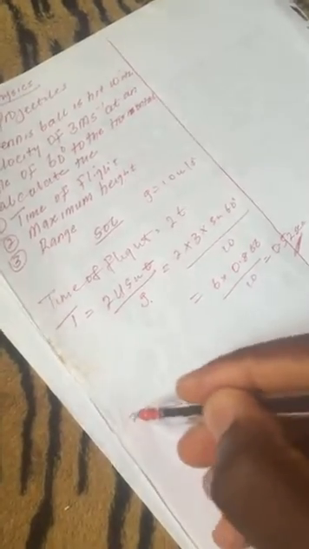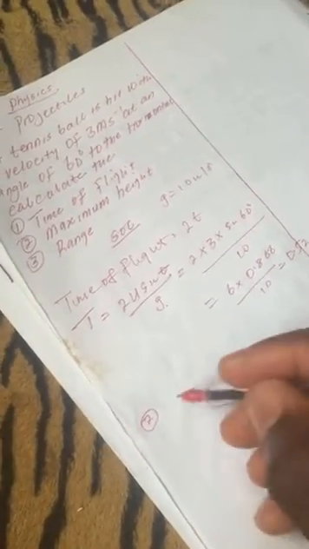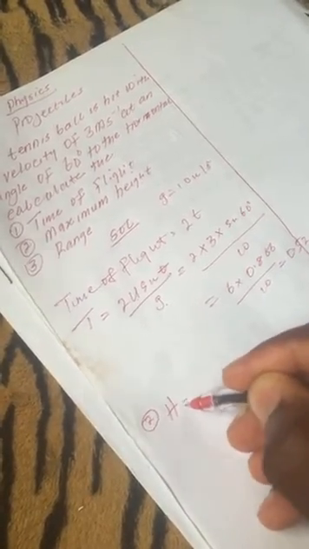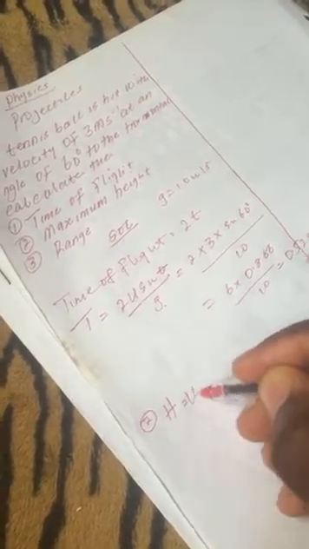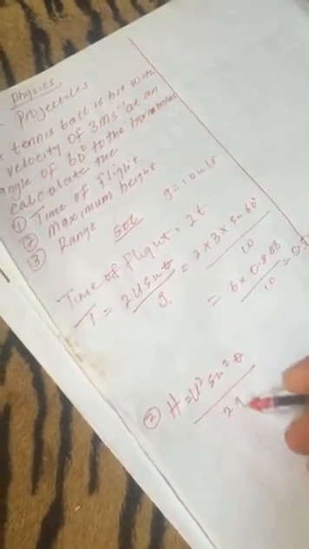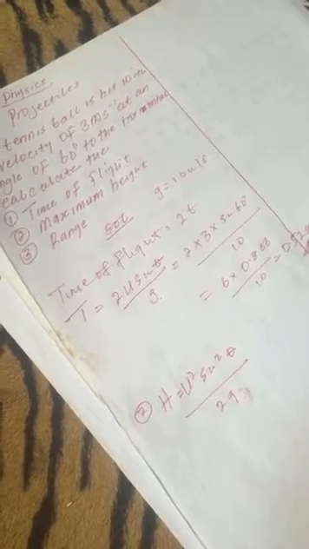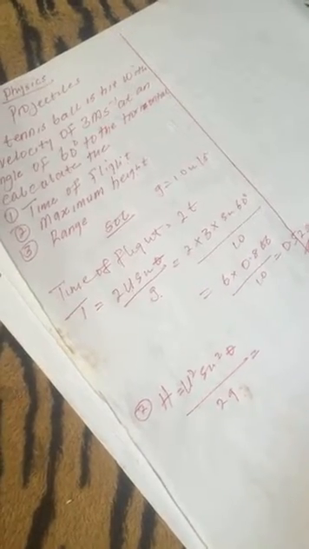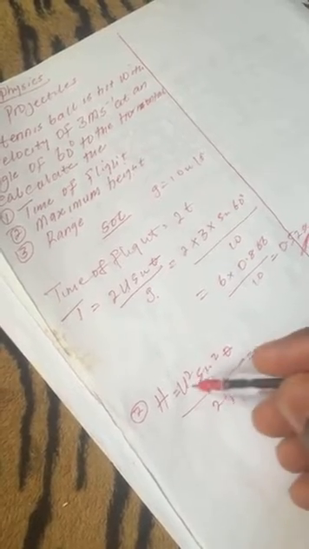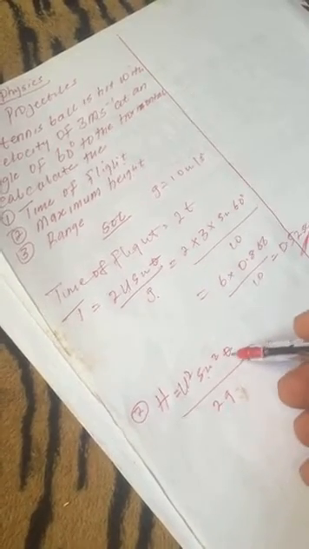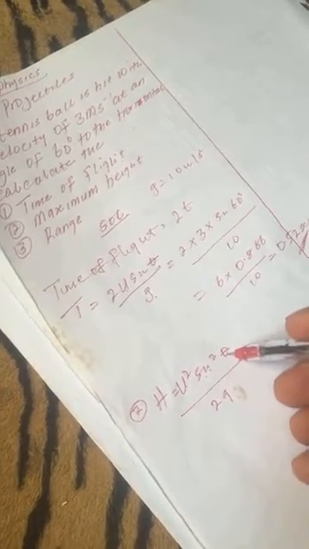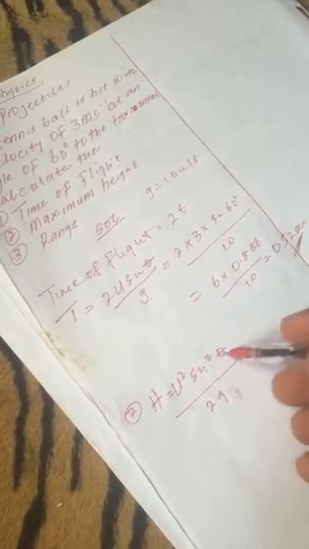And the second one we're going to solve is the maximum height. Of course, we know that from projectile, maximum height is denoted by H and is equal to u squared sine squared theta all over 2g. Now, this is where students get it wrong. When solving questions that have to do with maximum height, don't forget it's u squared sine squared theta. That means you are going to find the sine of theta before squaring it.